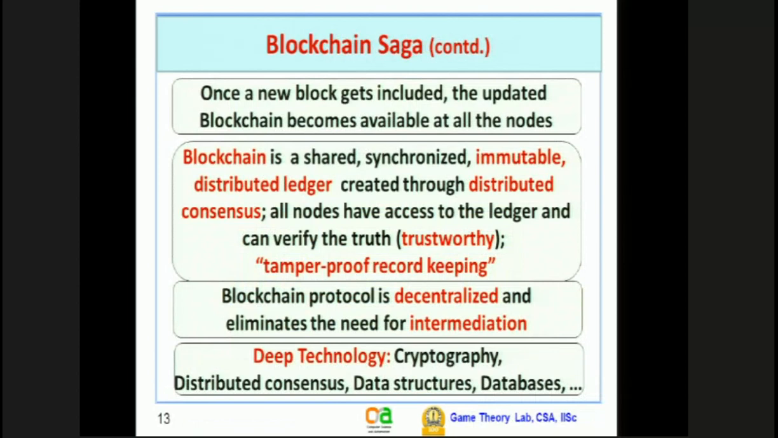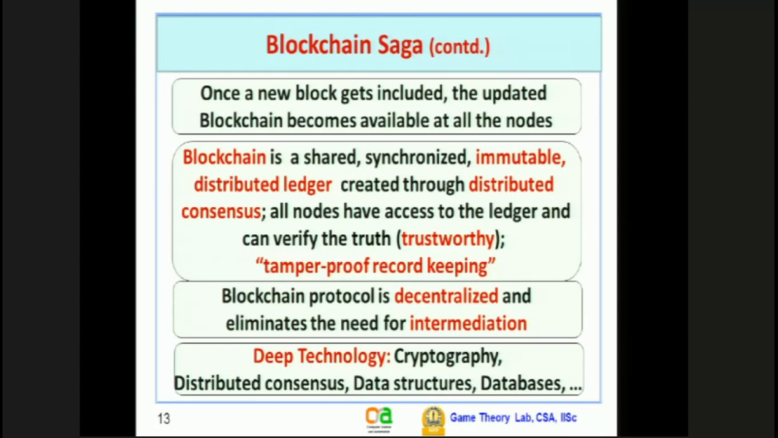Okay, so once a new block gets included, the updated blockchain becomes available at all the nodes. Now, this is a very important point. A blockchain is shared among all the nodes. It is synchronized because the same copy of the blockchain is available at all the nodes. It is immutable. It is not that it is impossible to completely replicate the entire blockchain, but the amount of effort involved in that is quite huge. So we can say it is immutable.